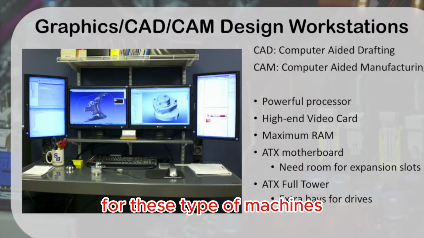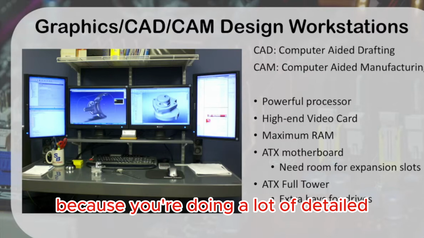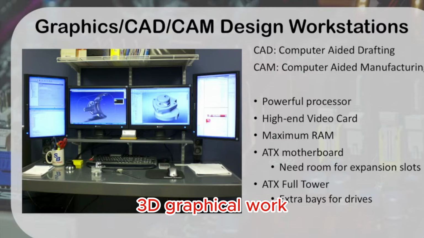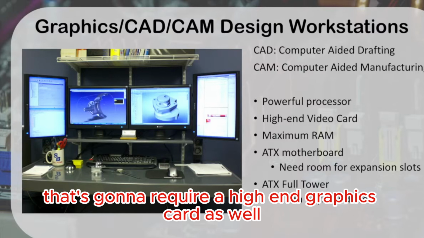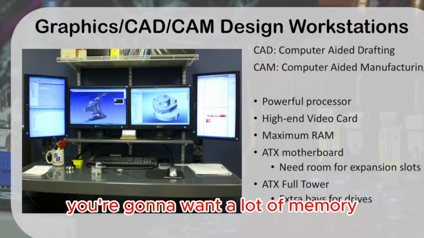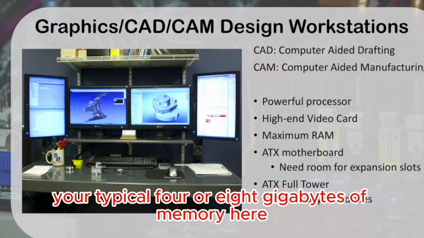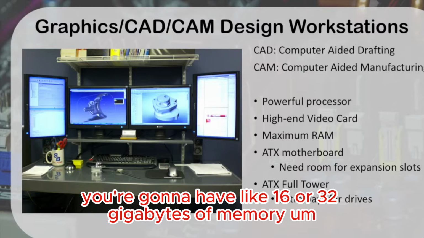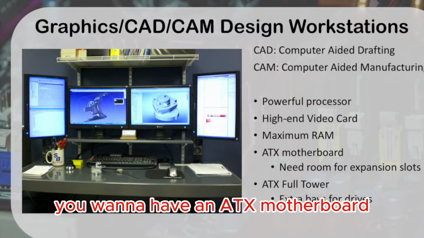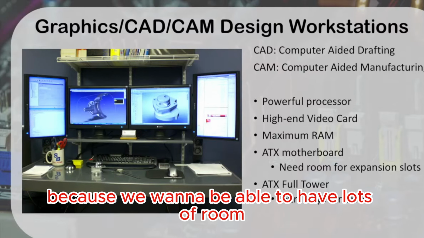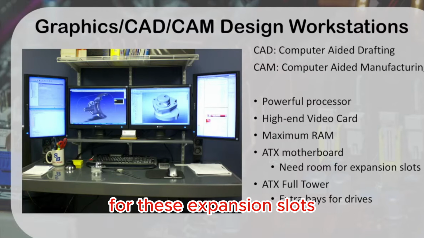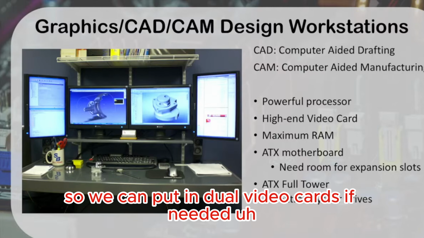For these type of machines, you have to have a very powerful processor because you're doing a lot of detailed 3D graphical work. That's going to require a high-end graphics card as well. You're going to want a lot of memory. So you're not going to have your typical 4 or 8 gigabytes of memory here. You're going to have like 16 or 32 gigabytes of memory. You want to have an ATX motherboard, the full-size motherboard, right? Because we want to be able to have lots of room for these expansion slots so we could put in dual video cards if needed.